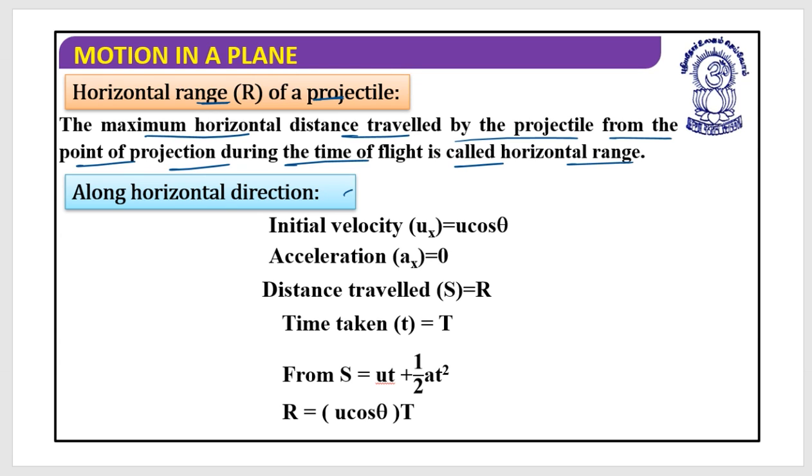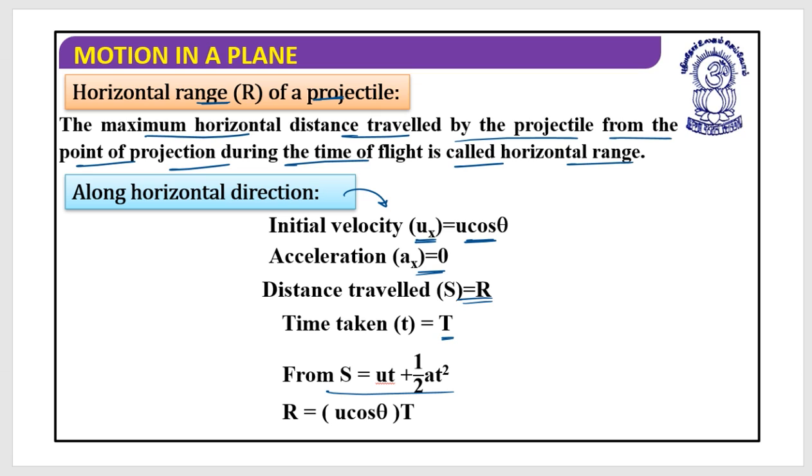Now, along the horizontal direction, what I know is that the initial velocity in x direction is u cos theta. Acceleration in x direction is 0. Distance traveled is R. And time taken is t. So what I can write is s equals ut plus half at square.